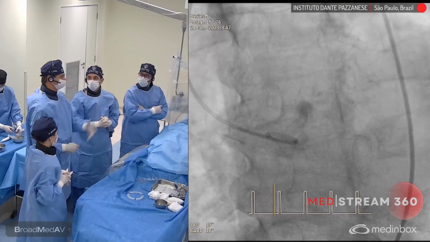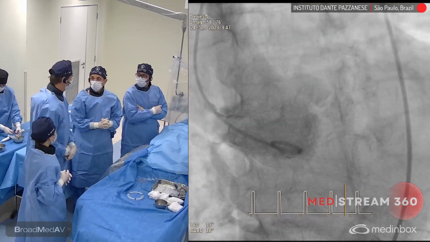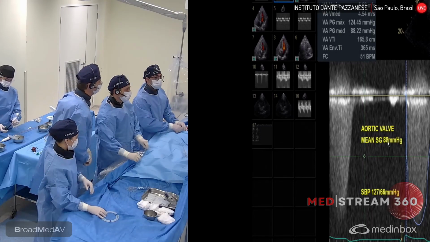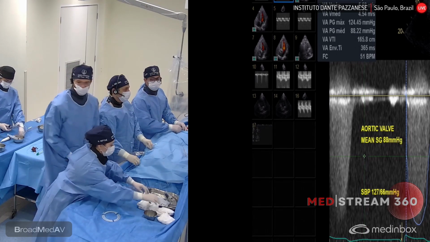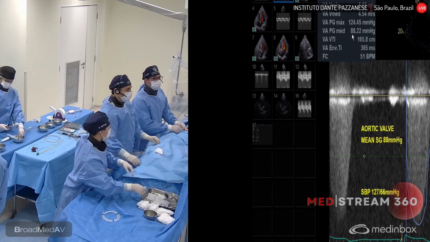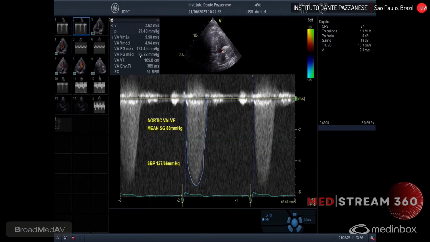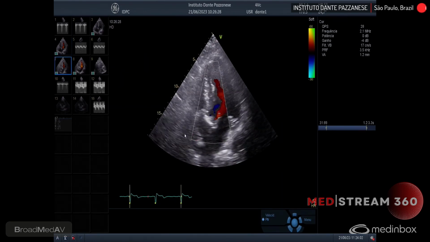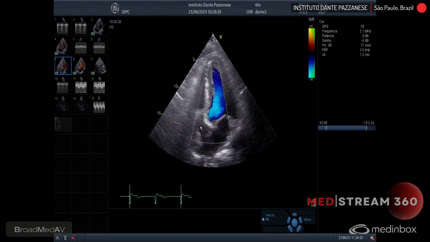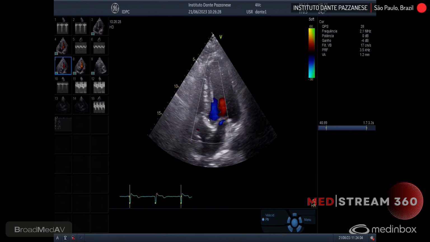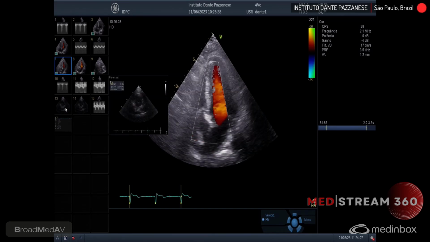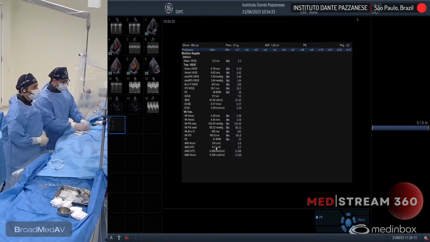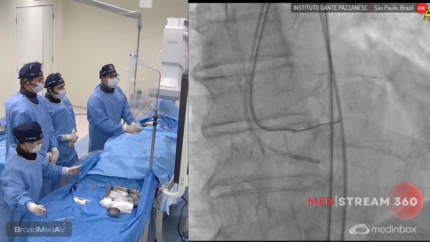And have you got some echo images at this time? Yes, we can show you some images. We estimated the mean gradient at 66. Today we got to see that it's 124 for a mean of 88. It's an aortic valve extremely calcified. It's even hard to see the flow through the native valve. And we also re-estimated the area. It's 0.7.